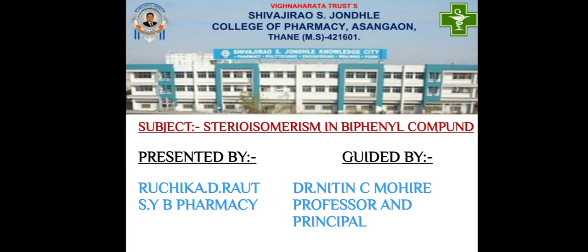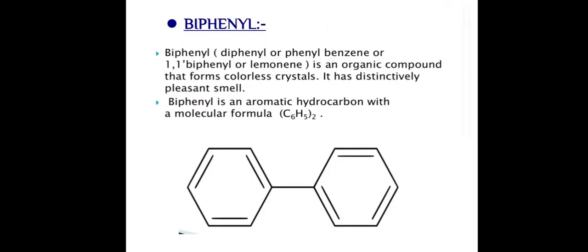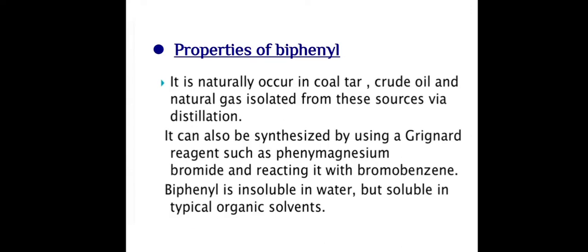I am here today to give information about stereoisomerism in biphenyl compounds. Biphenyl, or diphenyl, is an organic compound that forms colorless crystals. It has a distinctive smell. Biphenyl is an aromatic hydrocarbon with the molecular formula C12H10. This is the structure of biphenyl.